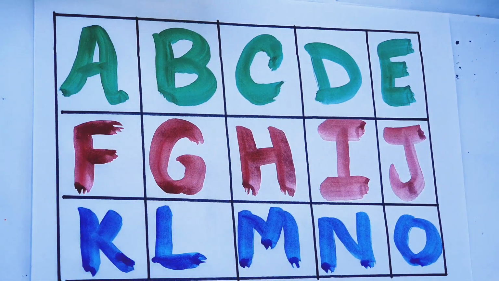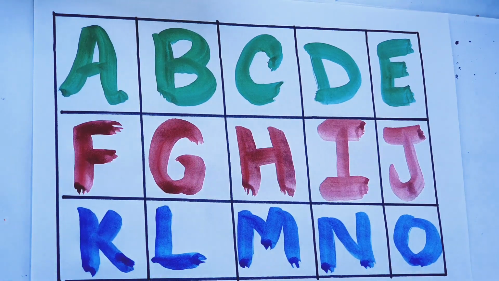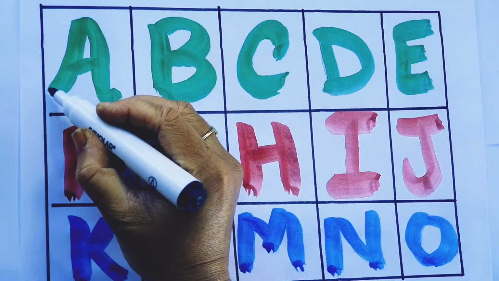O. O for owl. O for oil. O for orange. O for oats. Black color.